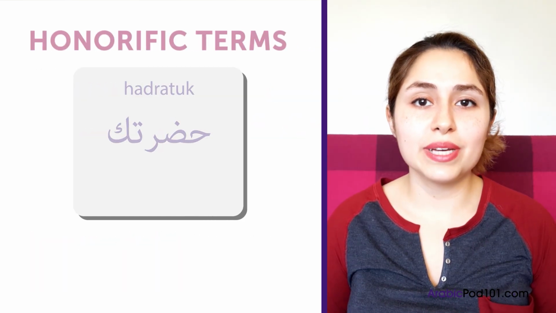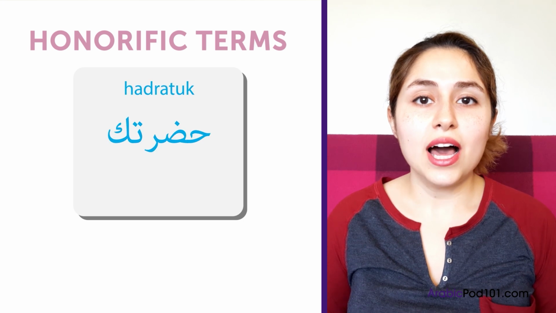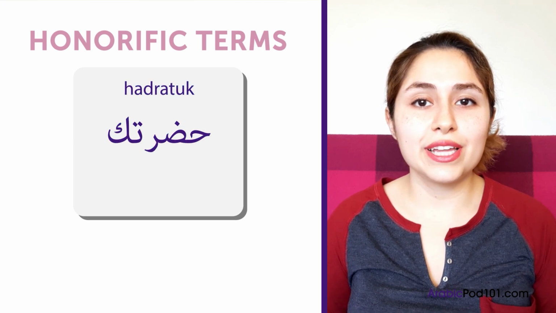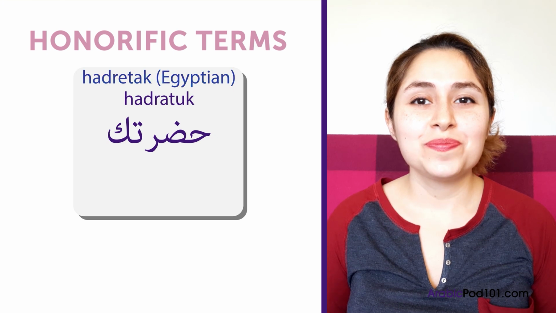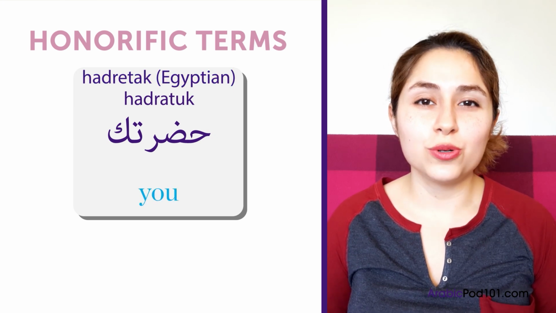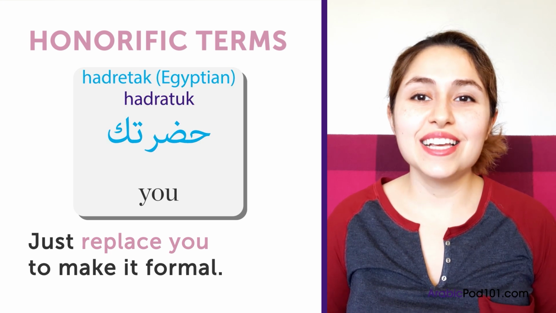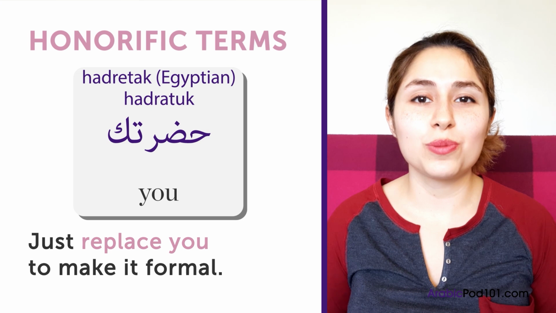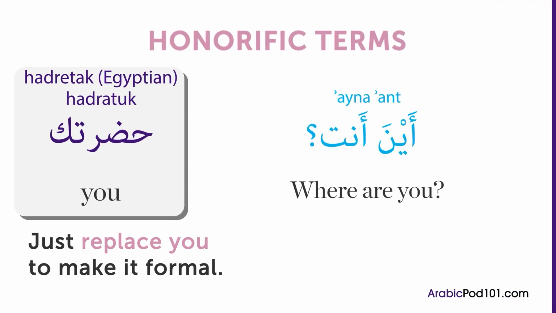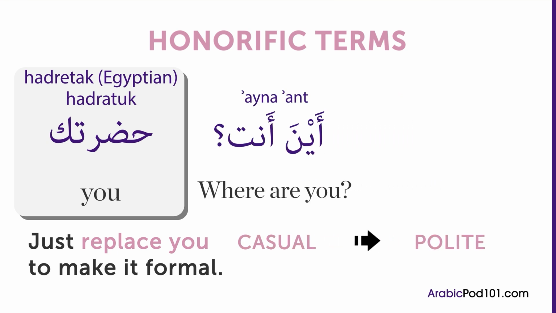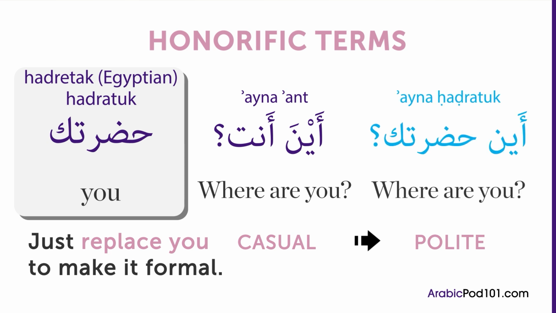The next honorific term is حضرتك. حضرتك, or in the Egyptian dialect, حضرتك, is the polite alternative of you. Replace you with حضرتك in a sentence and you will immediately sound more polite. For example, أين أنت is the casual way to say where are you. In the polite version, this becomes أين حضرتك, which also means where are you, but more polite.